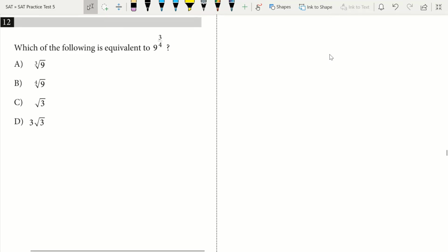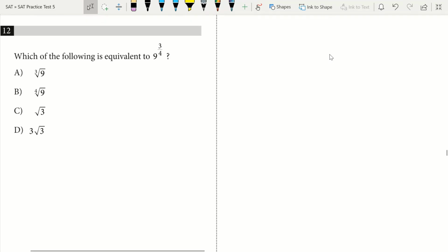Question 12. Which of the following is equivalent to 9 to the power of 3/4? Alright, well, that's going to be the 4th root of 9 cubed. We see that that's not an answer choice, but we see these two, and we know those two have to be wrong because it's not possible, right? So now I'm going to go ahead and simplify by making 9 into a 3 as a base. So if I change this to a 3, then that's the same as 3 squared, because 9 equals 3 squared.